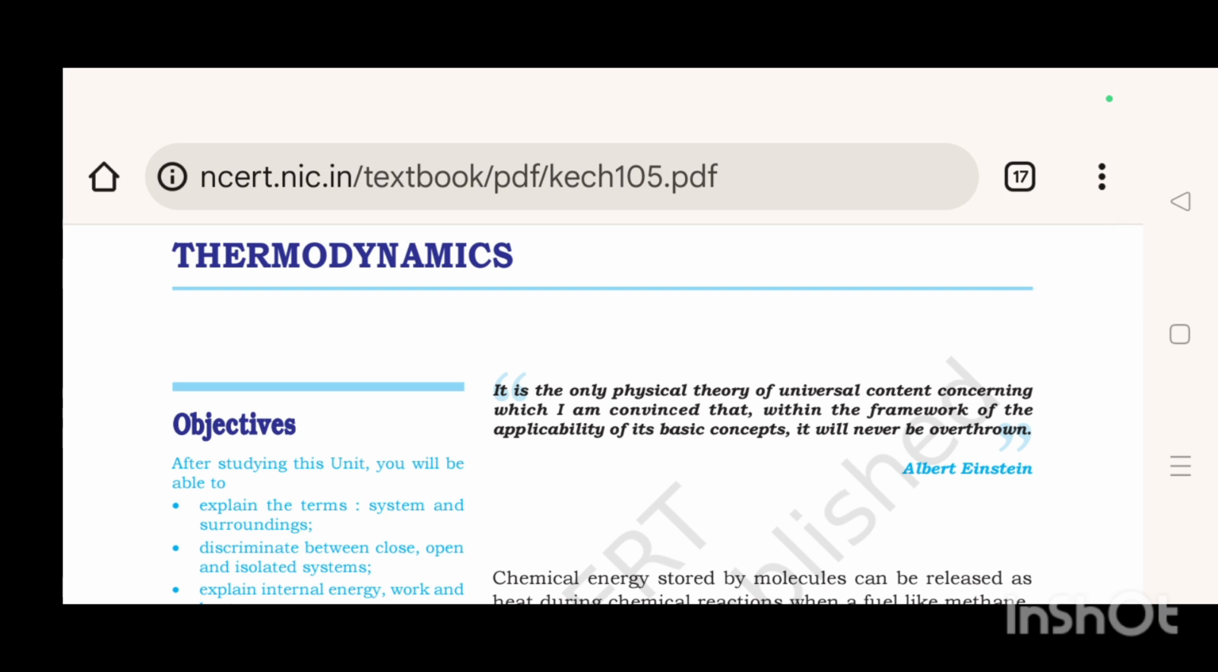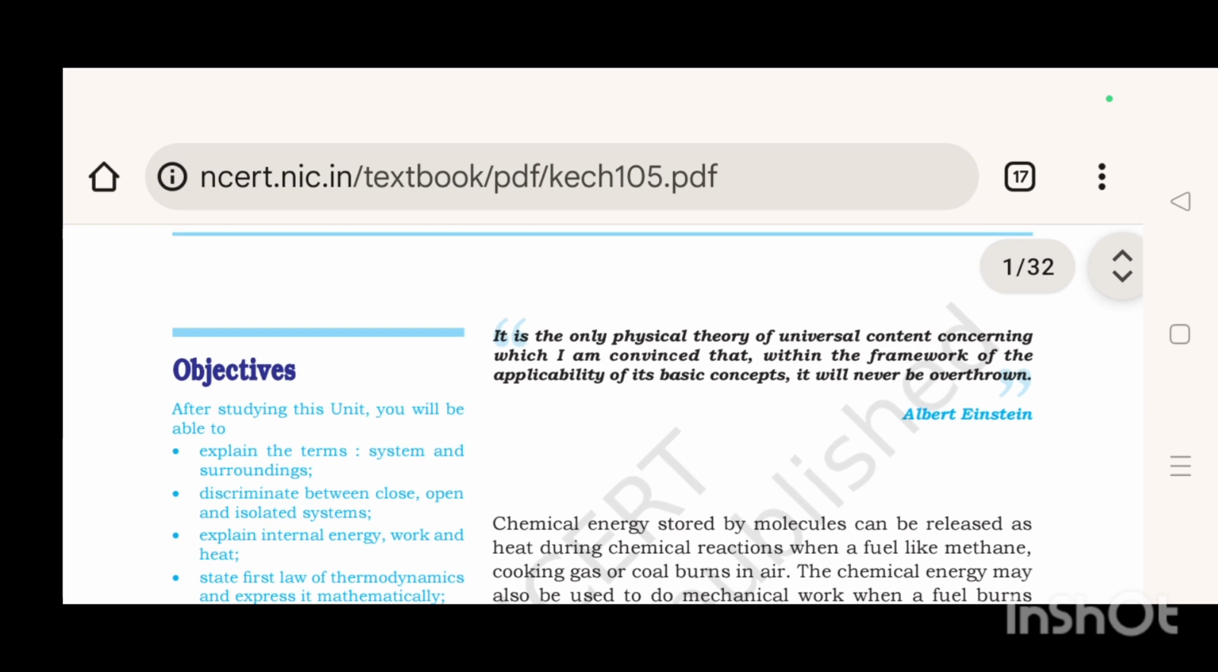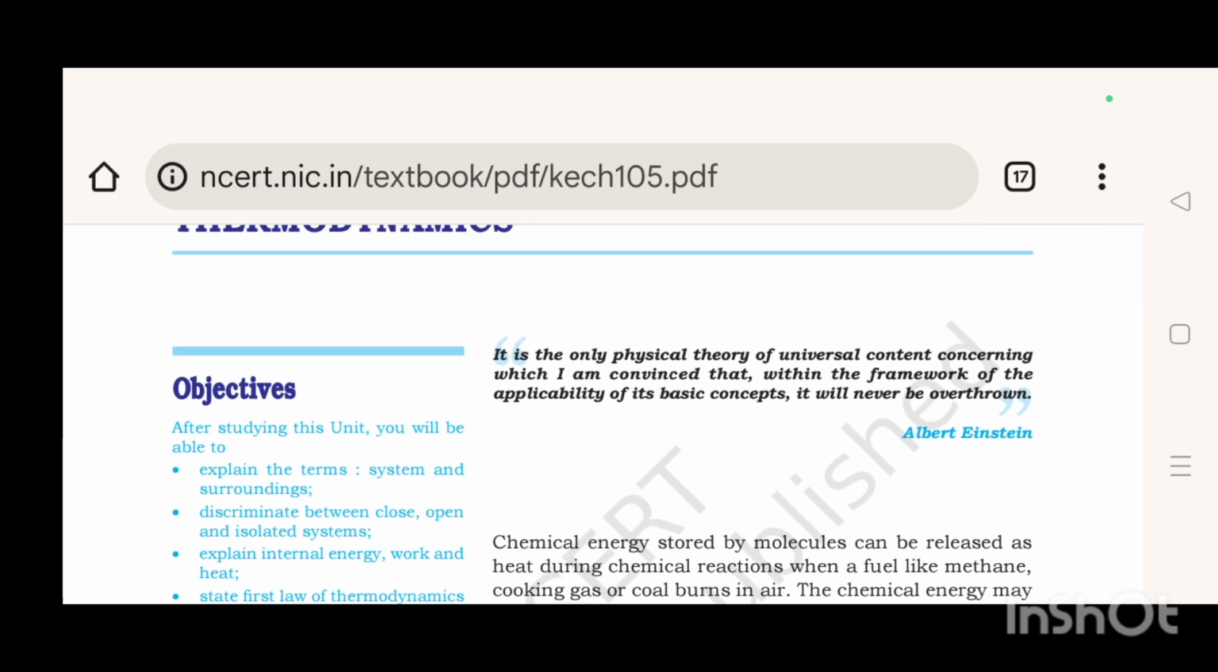Let us start. It is the only physical theory of universal content concerning which I am convinced that within the framework of the applicability of its basic concepts it will never be overthrown. This statement was given by Albert Einstein.